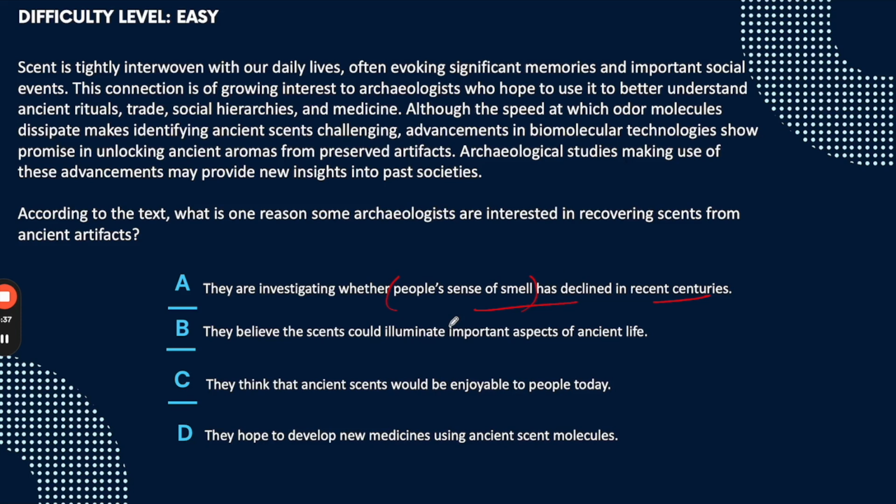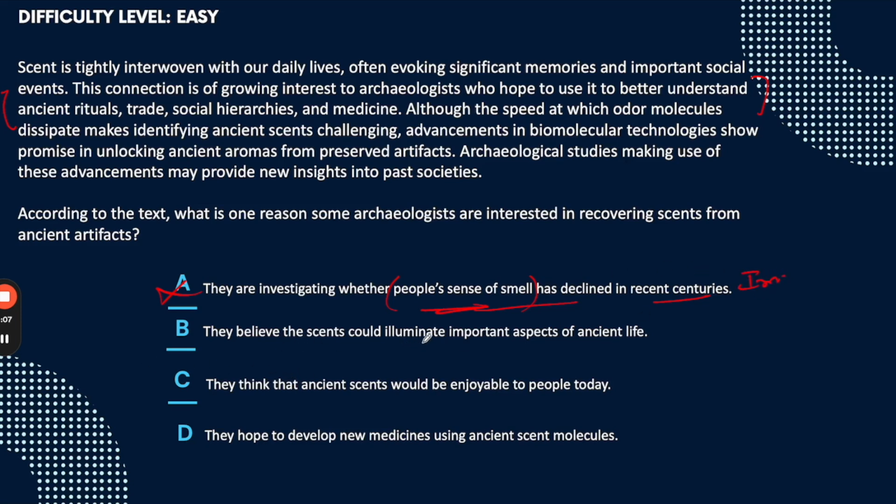They are not concerned about people's sense of smell. All they want to do is know more about the ancient society, ritual, trade, and so on. And for that reason, they probably want to recover scents. This has nothing to do with the location you identified here. Stick to the location, guys. Now, when it comes to detailed question type, stick to the location that you thought is giving the answer. And if the location is not talking about something like people's sense of smell, just eliminate it, right? This is irrelevant. Let's go to B now.